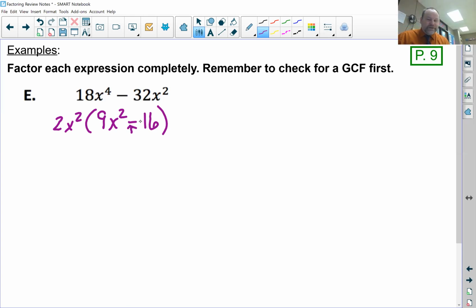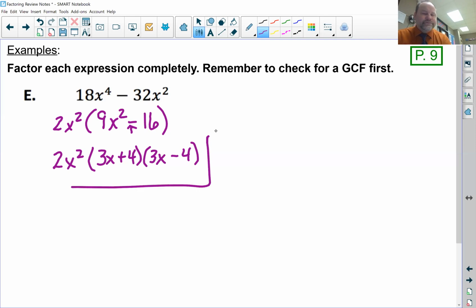2 terms and a subtraction in between leads me to believe these are perfect squares. 9 is 3 squared. 16 is 4 squared. So this does end up being a difference of squares, or a difference of perfect squares. And there's our factor. Don't forget the 2x squared, the GCF does go out front.